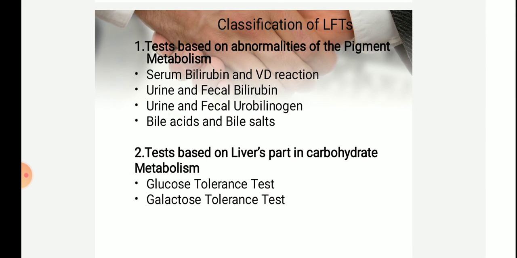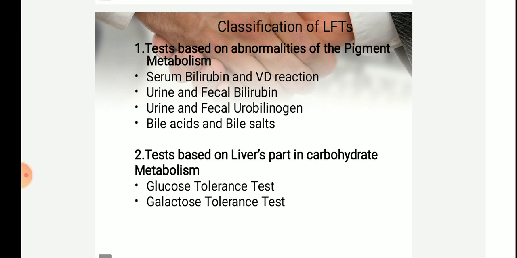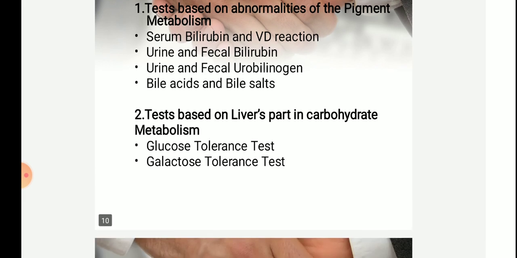How do you classify them? Basically, tests based on abnormalities of pigment metabolism: serum bilirubin, van den Bergh reaction. We'll deal with all this in the later slides. Urine and fecal bilirubin, urine and fecal urobilinogen, bile acids, bile salts. Then tests based on the liver's part in carbohydrate metabolism, like GTT, the glucose tolerance test, and galactose tolerance tests. So all these are part of LFTs.